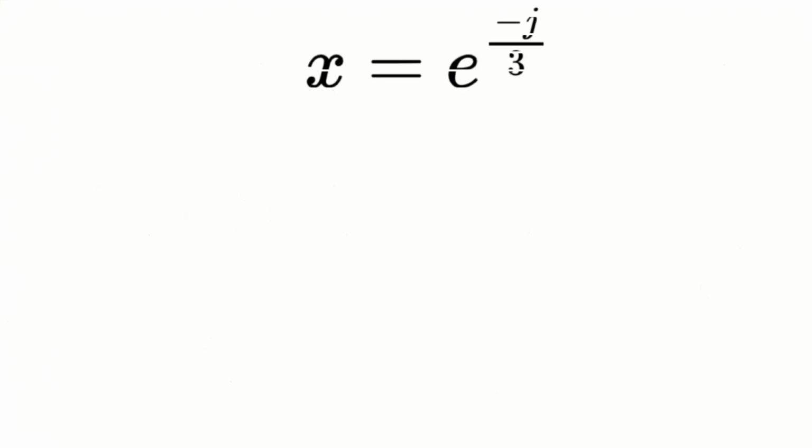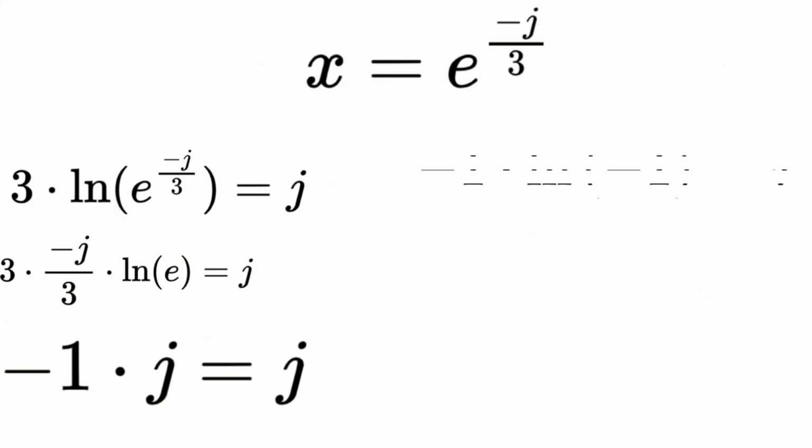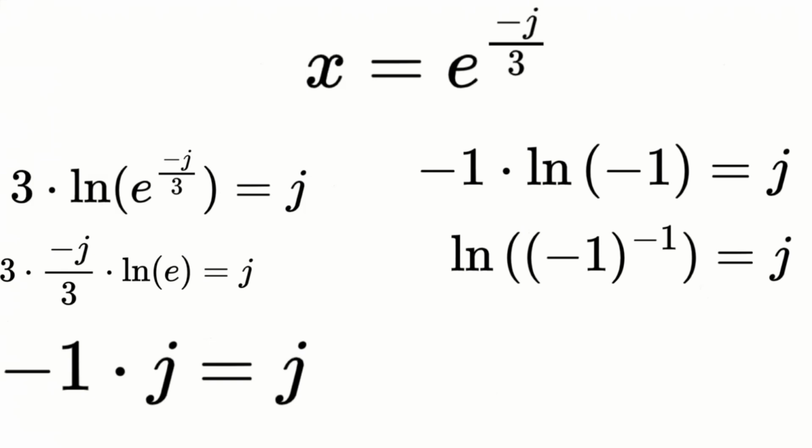For the third root, 3 times log of e raised to negative j over 3 equals j. Using the power rule, we get 3 times negative j over 3 log e equals j. 3 cancels out with 3, and we get negative j equals j. Don't worry, it's still valid. We know j is the natural logarithm of negative 1, so applying the power rule works here too. Now we get natural logarithm of negative 1 raised to the negative 1 equals j. After simplification, we get j equals j.